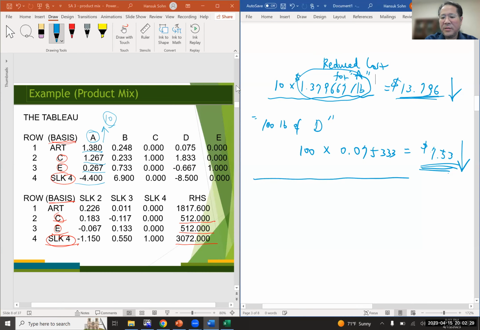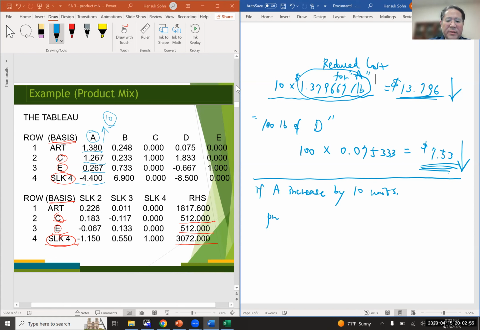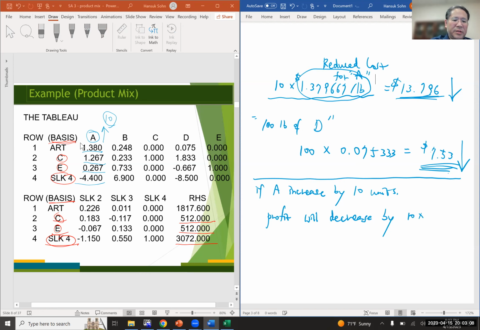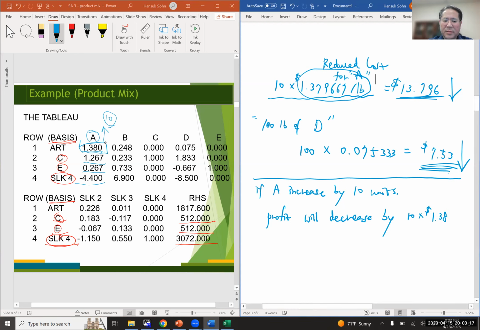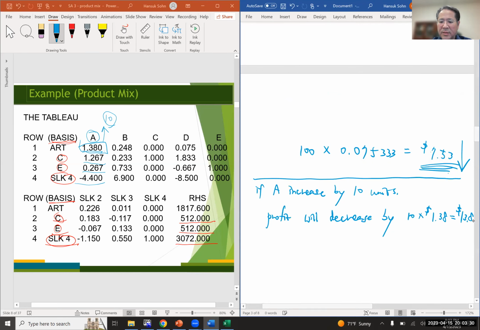Let me write it down here. If the non-basic variable A increases by 10 units, then the profit will decrease by 10 times this much, 10 times 1.38. How much is that? That's going to be $13.80.